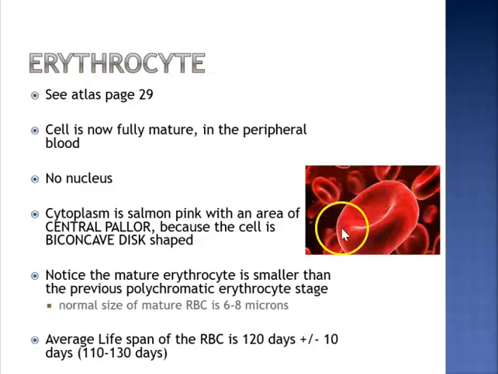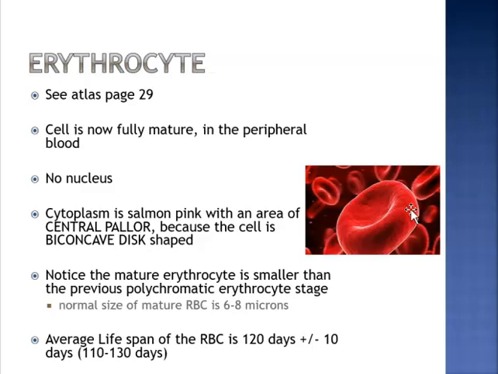So let's look at this image. I've been referring to this as kind of a little donut, but it's not a true donut. You don't have a hole through it. This little divot here, this divot is known as your central pallor. This little divot is the central pallor. And the whole cell itself is known as a biconcave disc shape.